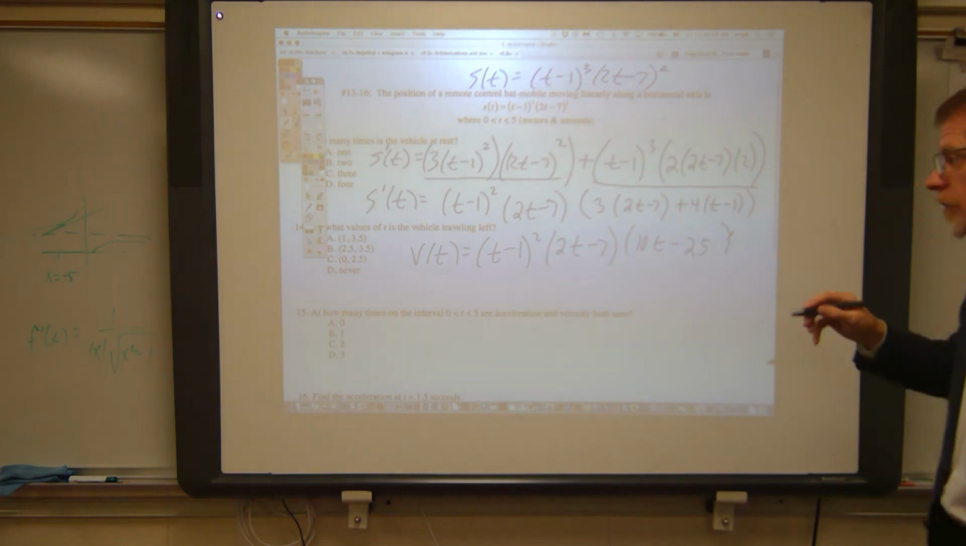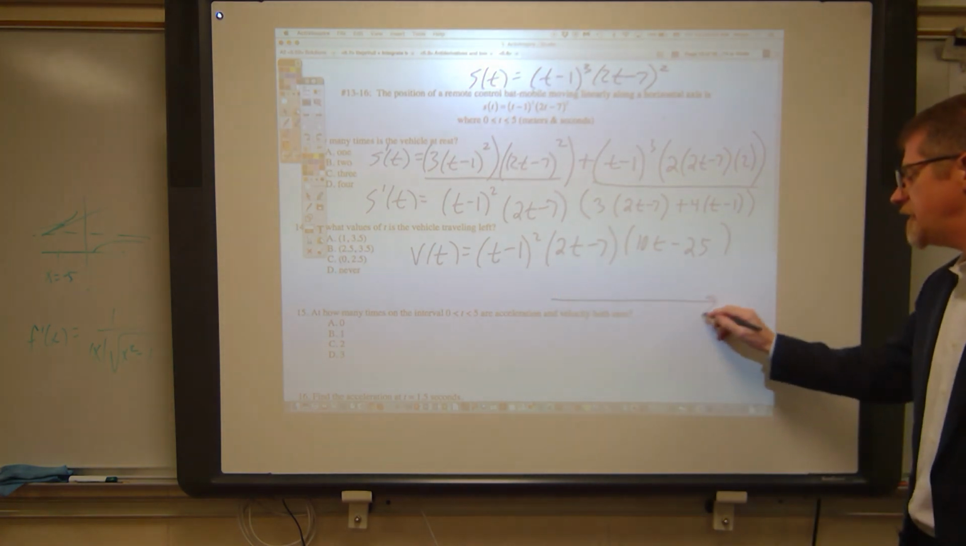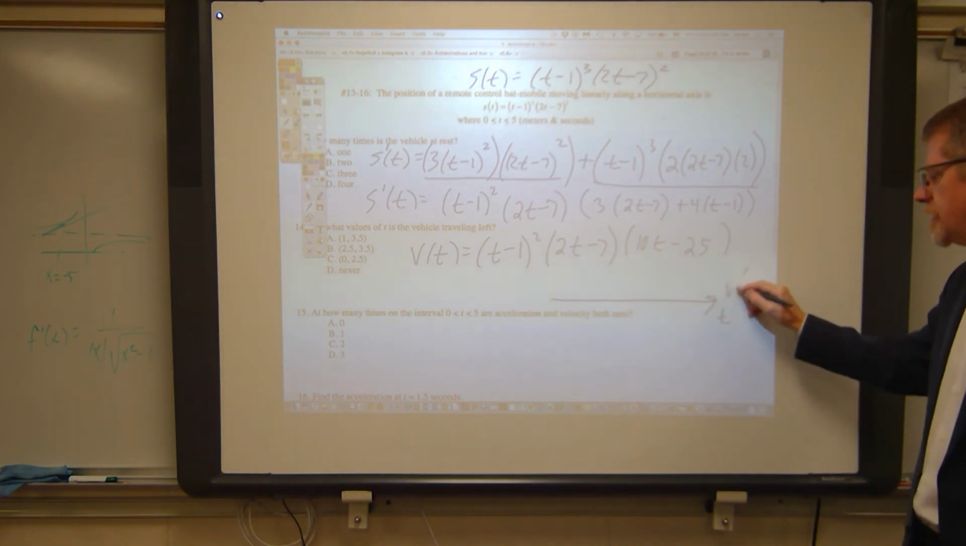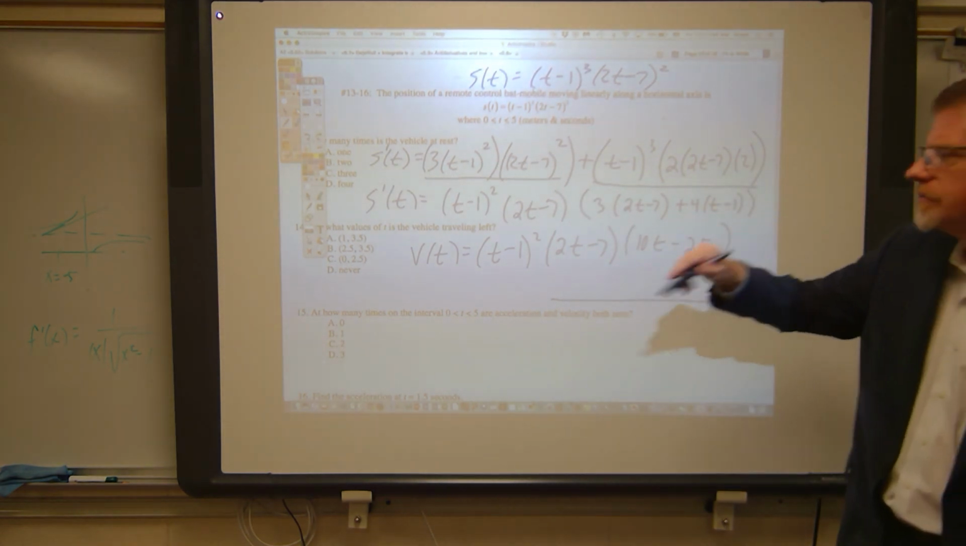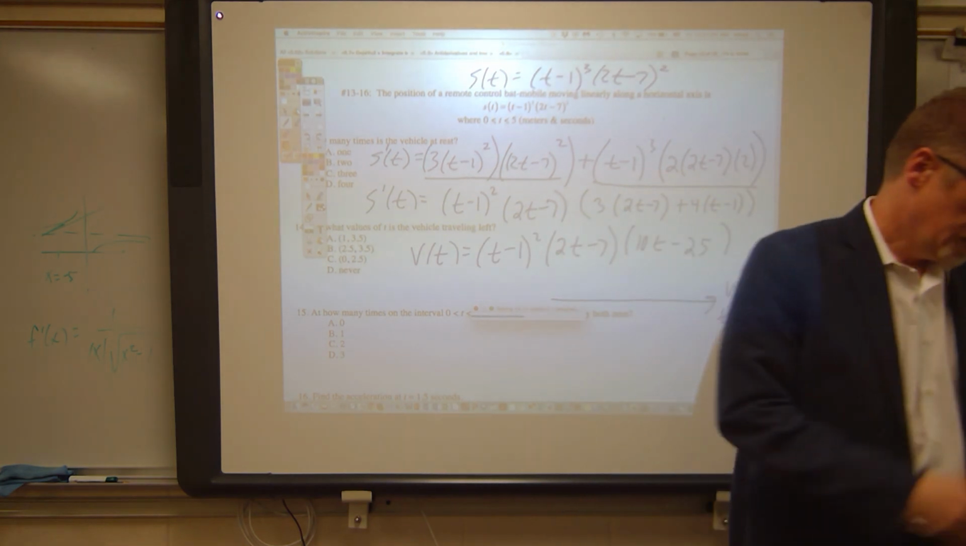Okay, so now we can set up a number line, t, v of t, to finish the problem. We'll come back to this. I'm going to save the work that we've done so far.